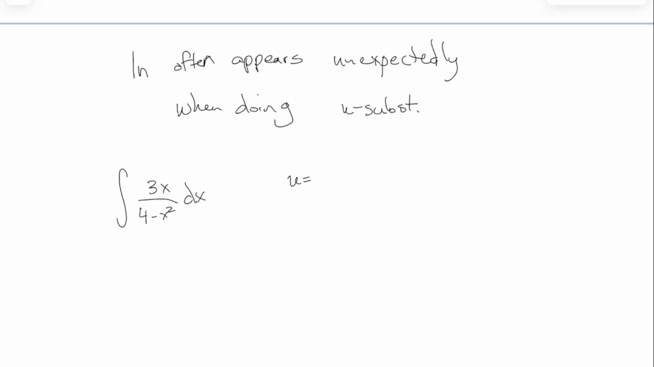What do you think? 4 minus x squared. 4 minus x squared. Yeah, if you've done this before, your choices are kind of, well, I could choose the top or I could choose the bottom. And it turns out that choosing the bottom is often a better idea. Choosing the top usually doesn't get you anywhere, but choosing the bottom is often helpful.